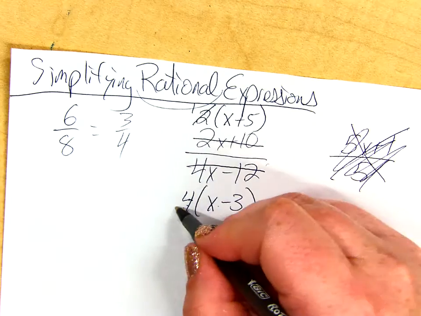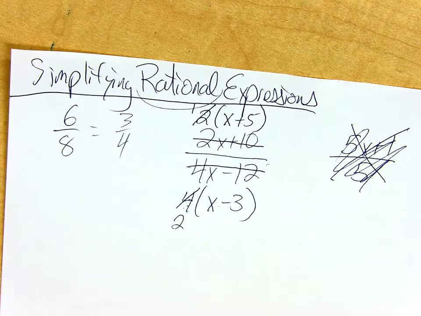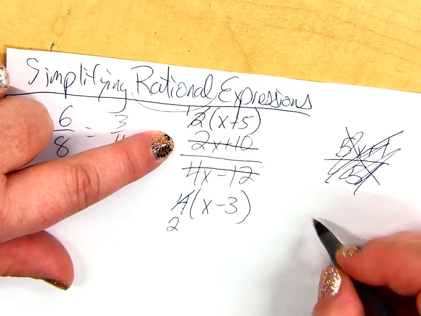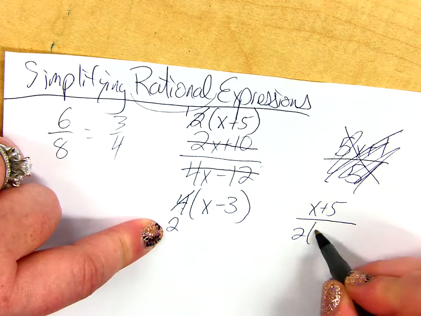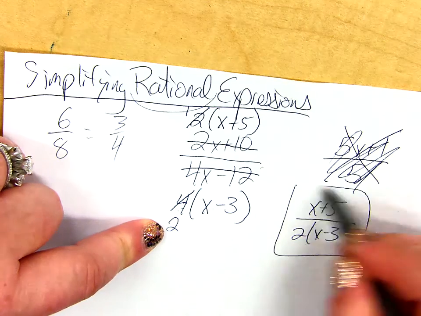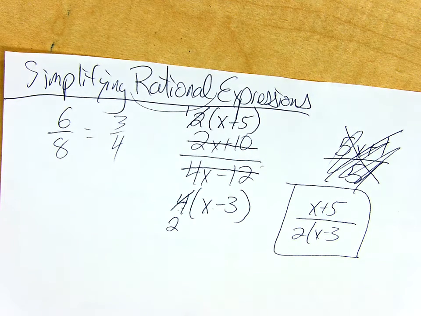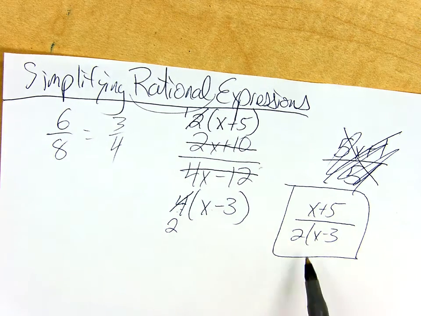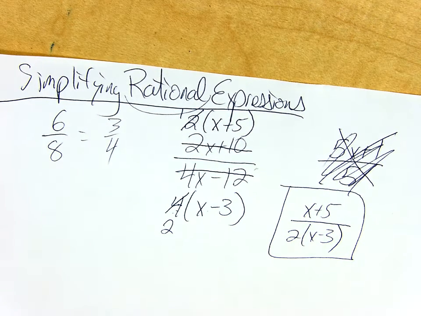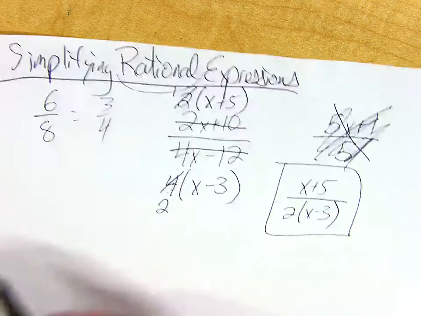So 2 goes into 2 once, 2 goes into 4 twice. And that's the best I can do. So that's basically it. I just write my answer nice and neatly. So in my numerator, I still have x plus 5, and in my denominator, I have 2 times x minus 3. That's my answer. That's it. I'm done. So what's in between the 2 and the x? No, on the final answer. Oh. That's it. So there's really only 2 steps.